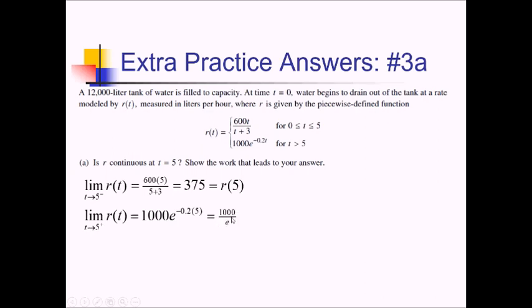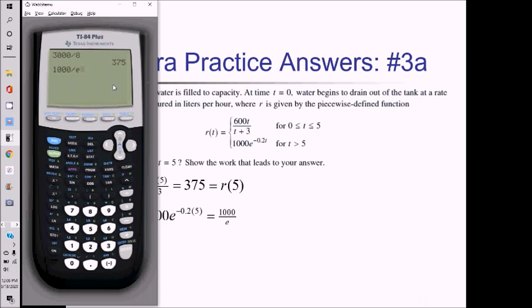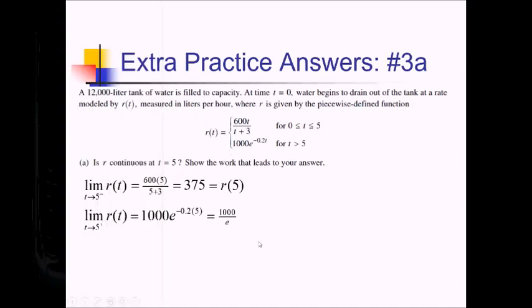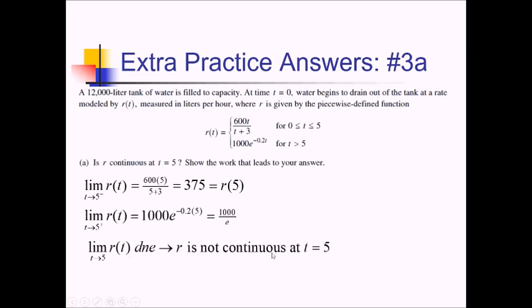Well, e is an irrational number. So I don't know what 1,000 divided by e is, but it's not 375. In fact, if we look at our calculator, just do this division here. This comes out, I mean, it's not that far off, 367 and some change, but it's not exactly the same thing. So we see here that these limits do not match. So the limit as t approaches 5 in general does not exist. Because the limit does not exist, that means our function is not continuous at t equals 5.